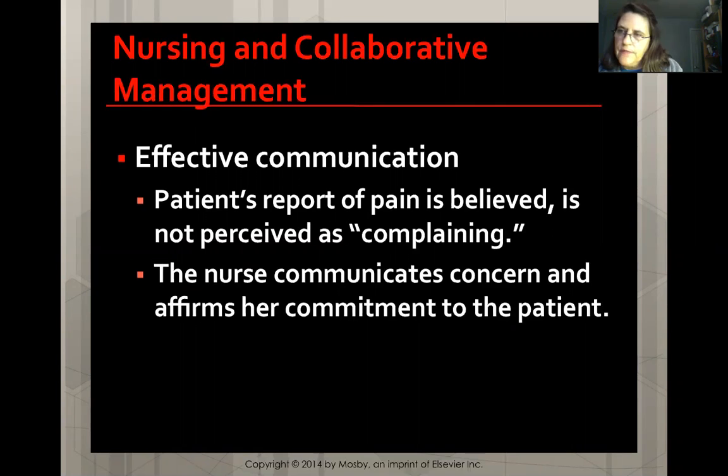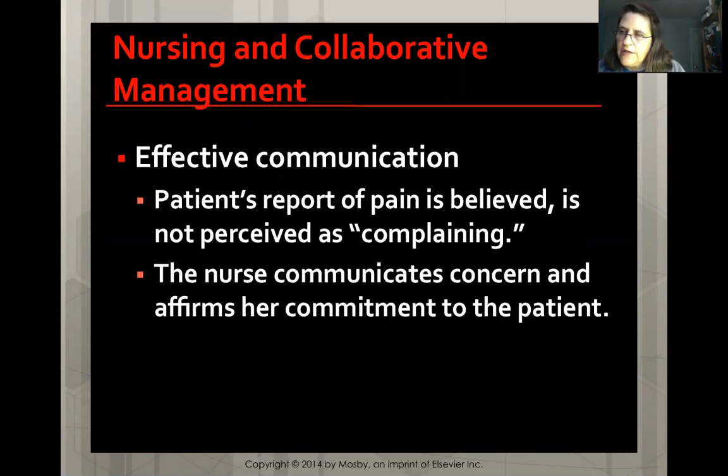Effective communication is one thing that we are charged with as nurses. We are important members of the interdisciplinary pain management team, and we provide input into the assessment and reassessment of pain. We help in planning and implementing treatments, including education, advocacy, and support of the patient and the family. The patient's report of pain is believed and not perceived as complaining. And that is a stigma that's in society today. And I have to say that I can be guilty of that.